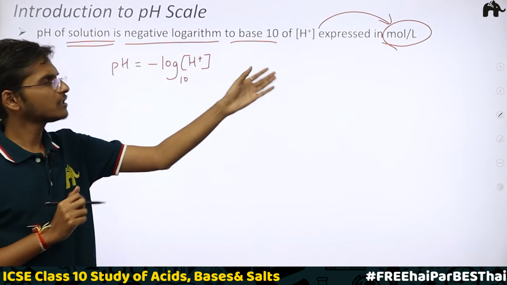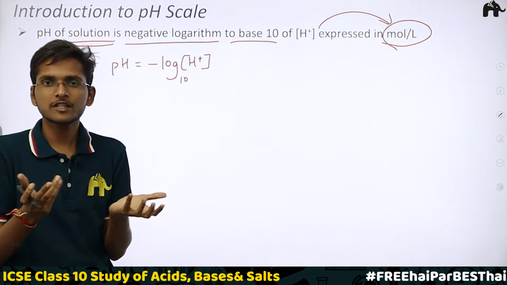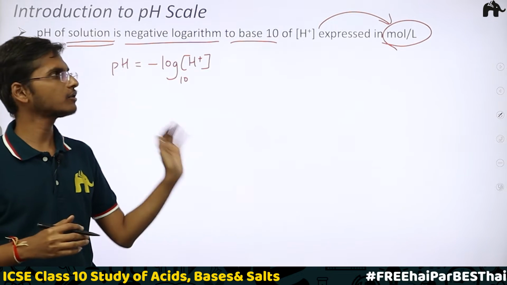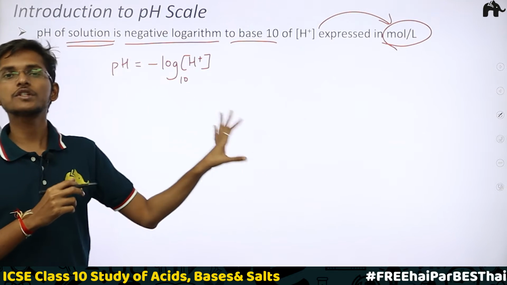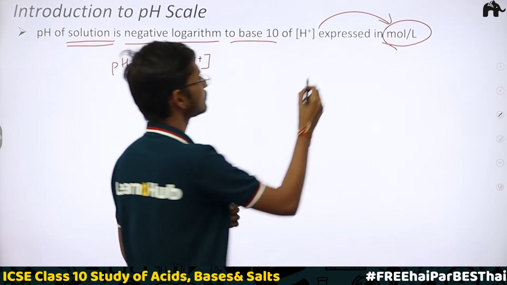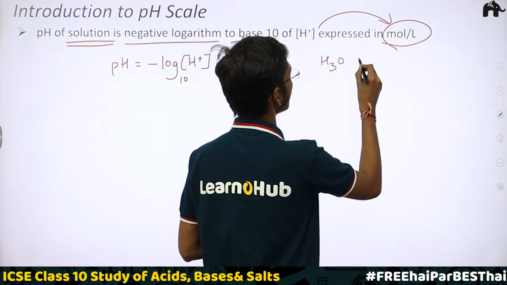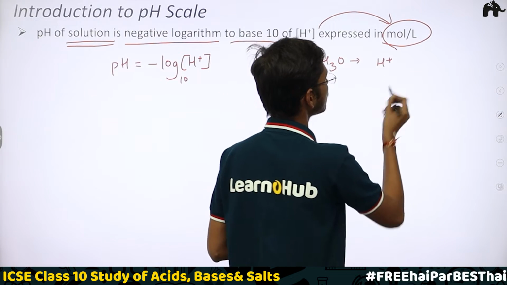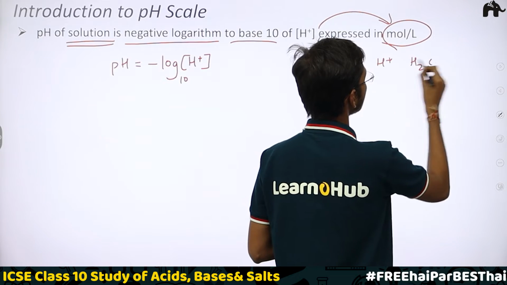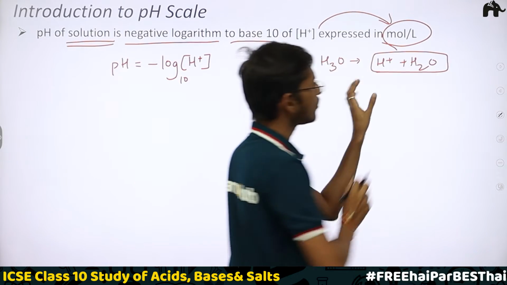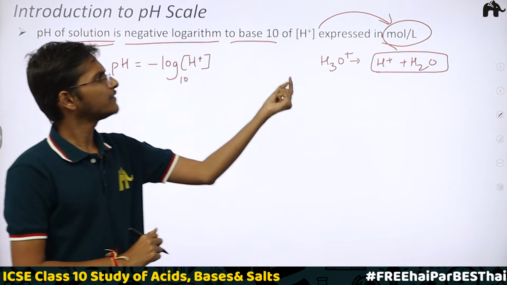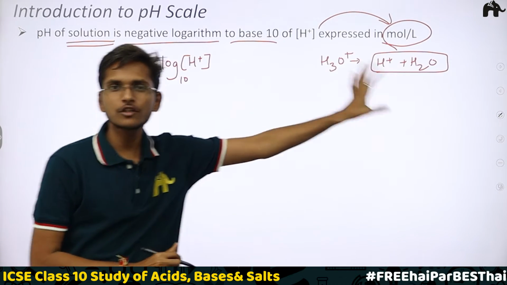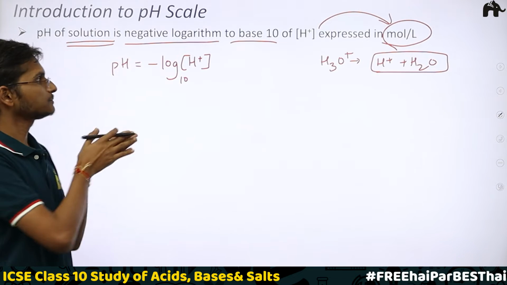Now you would be surprised where the hydronium ion has vanished. Till now you were talking about the hydronium ion. Now why have you taken the hydrogen ion? Simply, we already know that the hydronium ion is formed when a hydrogen ion combines with water, and it forms a coordinate bond with oxygen, and the hydronium ion is formed. So that's why we have replaced the hydronium ion with the hydrogen ion. Very simple.